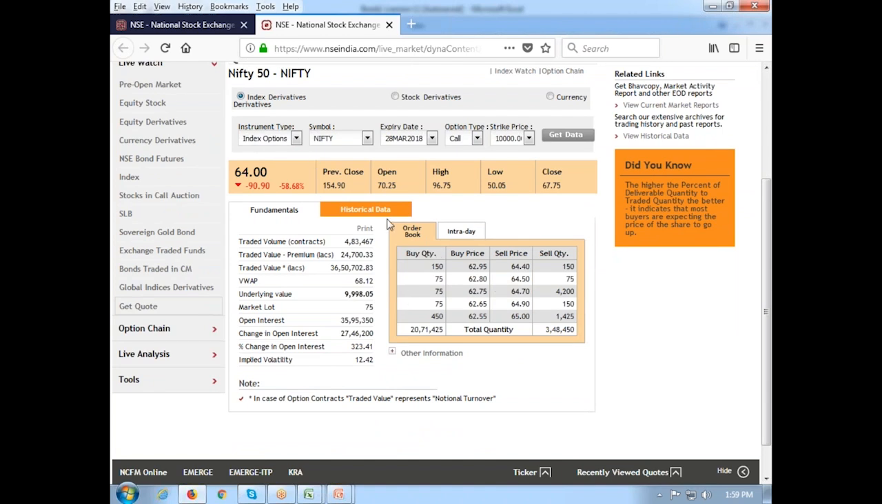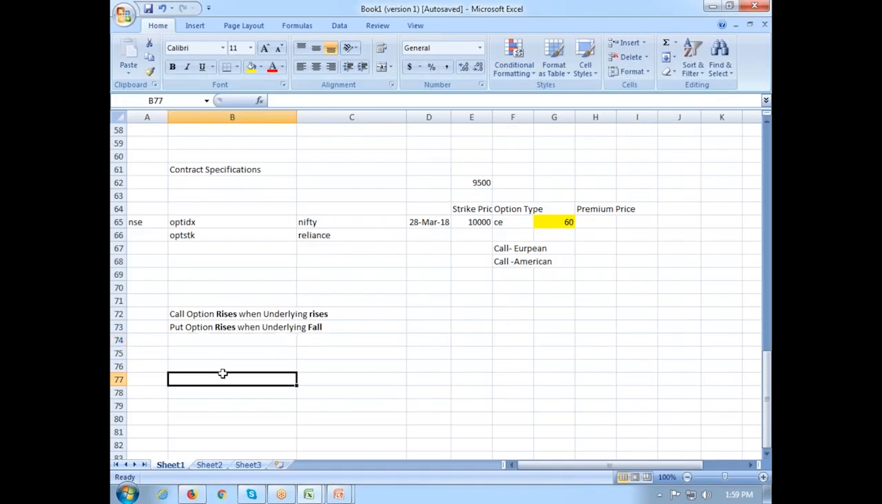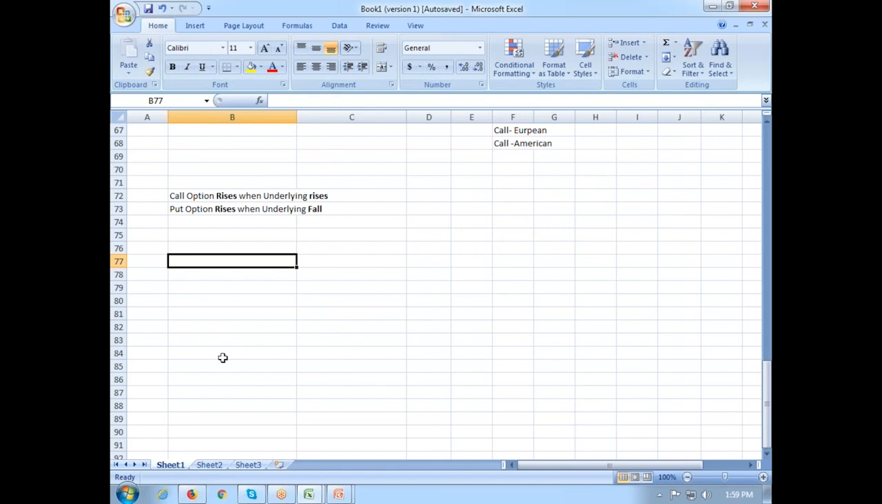This is the data as far as the option premium is concerned, and we are constantly going to watch these premium prices and their behavior with respect to the underlying. When I mention that you have to track the data, what data do we have to track, and in what format?